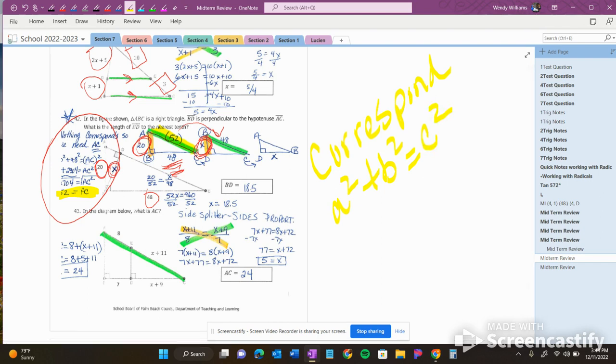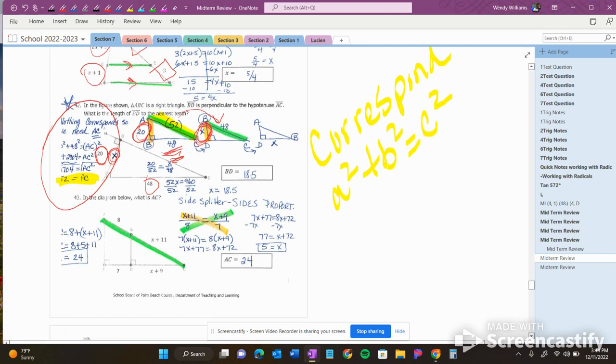All right, on number 43, be careful again, because these are perpendicular, then they're broken up proportionally. Perpendicular lines have to be parallel, so they're breaking it up. It's another side splitter problem. Make sure that you're putting parts that correspond. 8 plus 11 is going to correspond to the 8, and then x plus 9 is going to correspond to the 7.